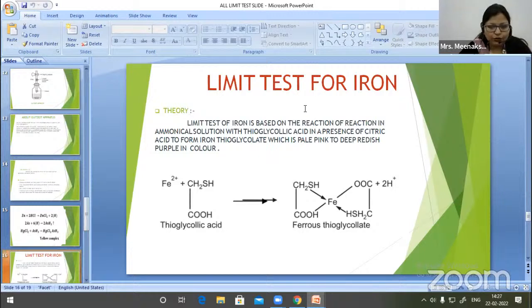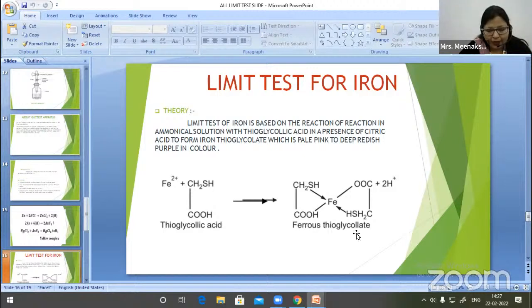Now let us move on to another limit test, that is the limit test for iron. The principle is based on the reaction in which iron reacts with thioglycolic acid, which is twice CH2SH and, because it is an acid, COOH. So this is thioglycolic acid, and with it iron forms a complex called the ferrous thioglycolate complex, in the ferrous form.